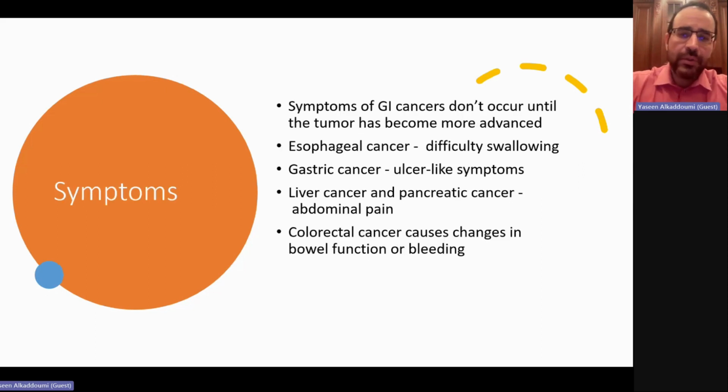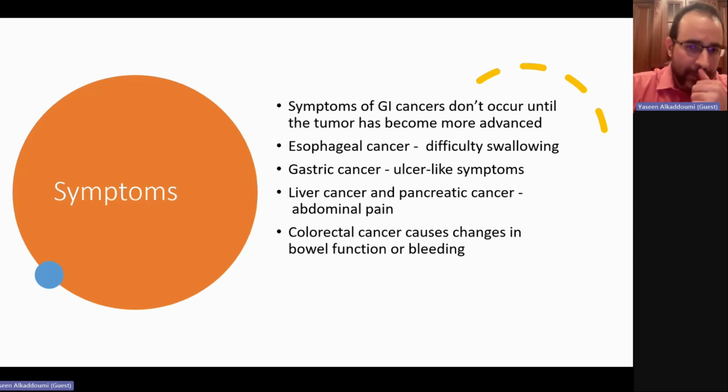What are the symptoms of GI malignancies? Unfortunately, most of the time, patients don't present with symptoms, and the symptoms don't develop until the cancer is more advanced. That's why we recommend screening, specifically with colonoscopy, to detect rectal and colon cancer starting at age 45. It used to be 50, but it's been reduced to 45.